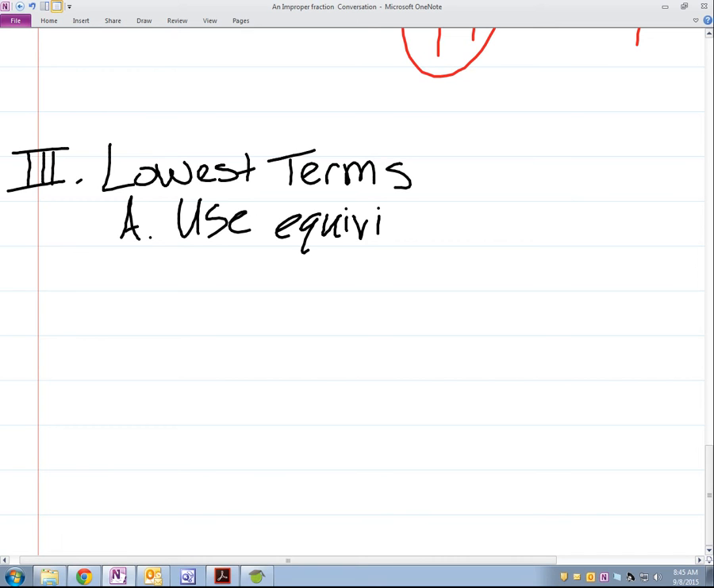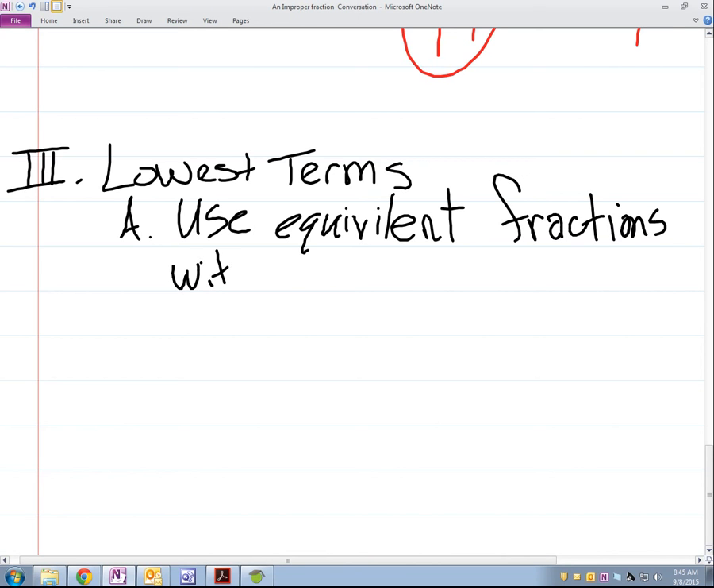Equivalent fractions. Use equivalent fractions with lowest... Yeah, that wouldn't work. It would be LCM. So that's for both of them. I had it right.